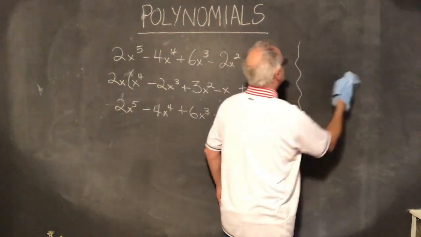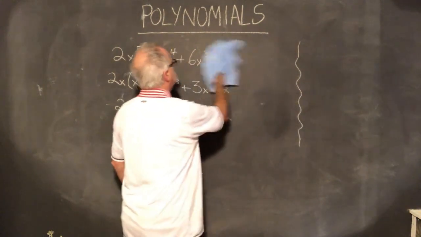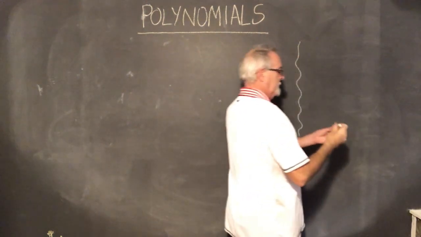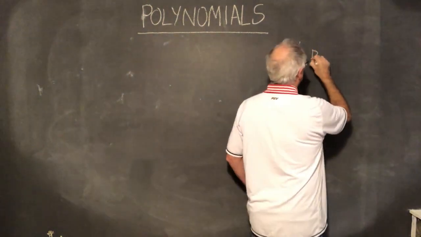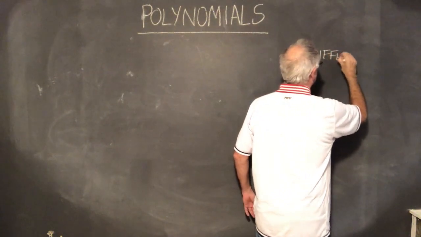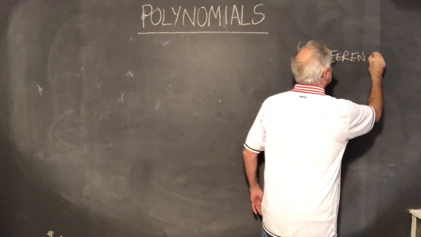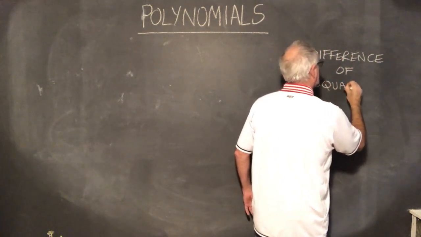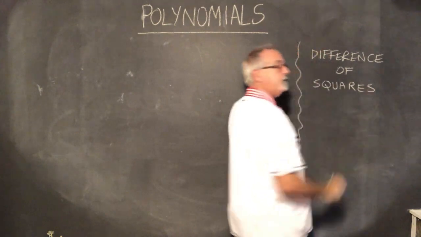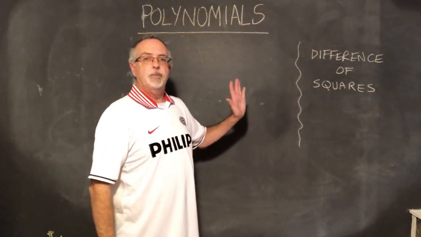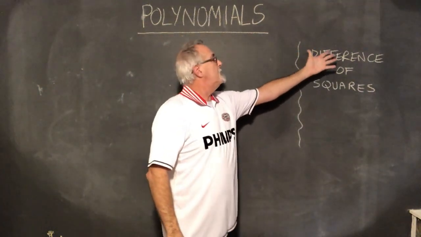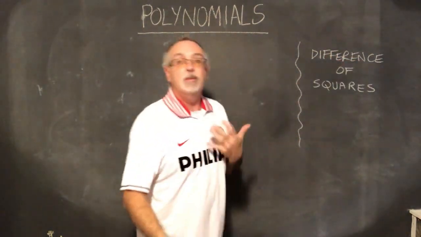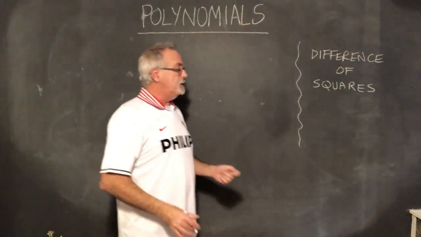So I'm going to erase this topic title. I'm going to erase this big example. I'm going to write in the name of my new factoring method, difference of squares. Everybody loves squares. Now, what's great about this is it says exactly what it is. The words in this title kind of tell you what you're doing when you use this factoring method.